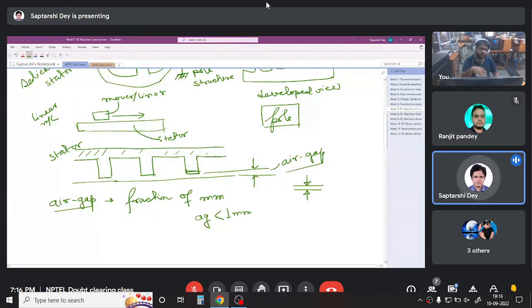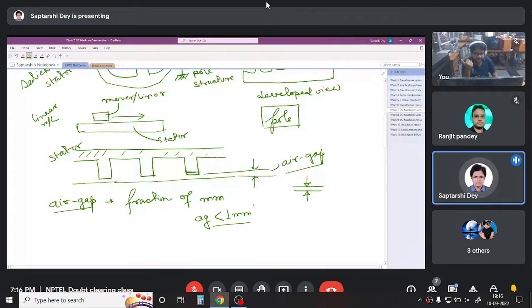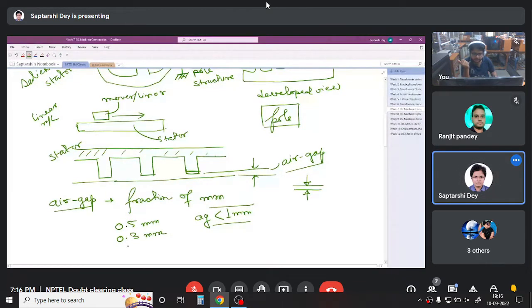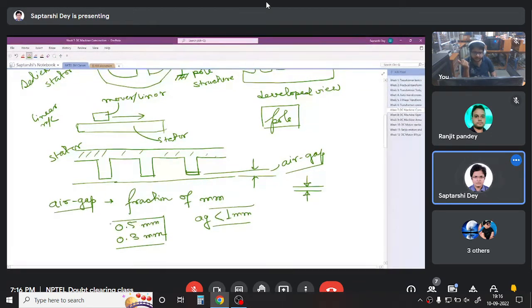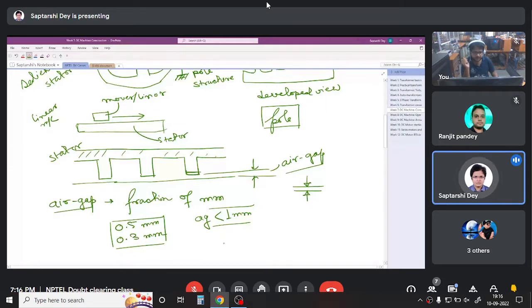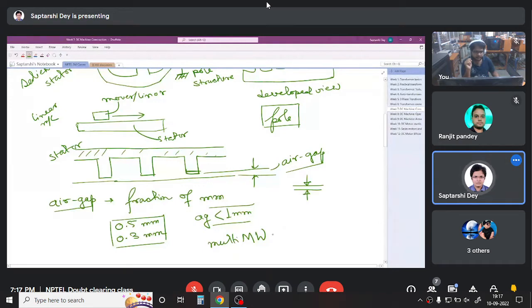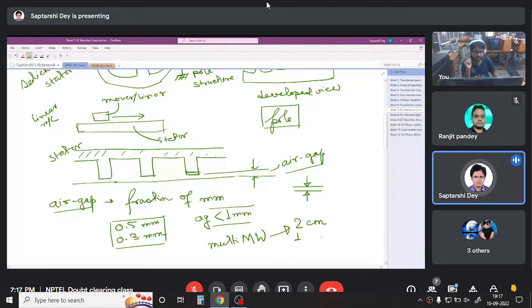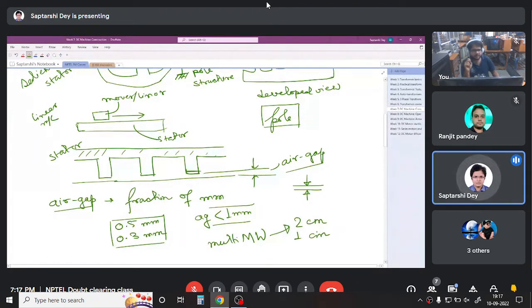So if you have a scale in front of you, just take a scale in your hand and see how much 1 millimeter is. And these machines are having air gap less than 1 millimeter, say maybe 0.5 millimeter, or say maybe 0.3 millimeter. In this way, these machines are constructed. They have such air gaps. If you talk about very large machines, say some kind of multi-megawatt machines, 1 megawatt, 5 megawatt, they have air gaps in the range of centimeters, say 1 centimeter, 2 centimeter, because there are some constructional problems.